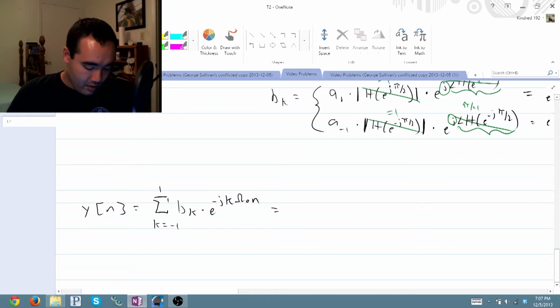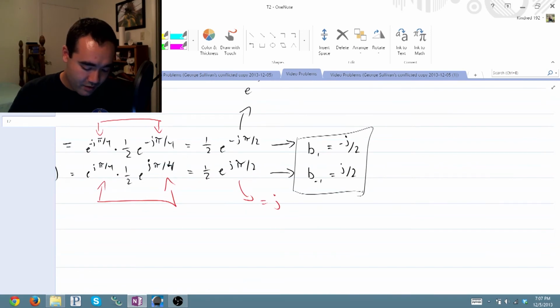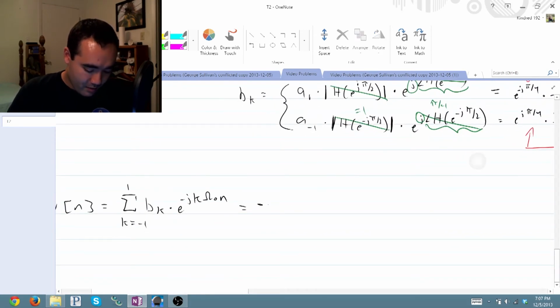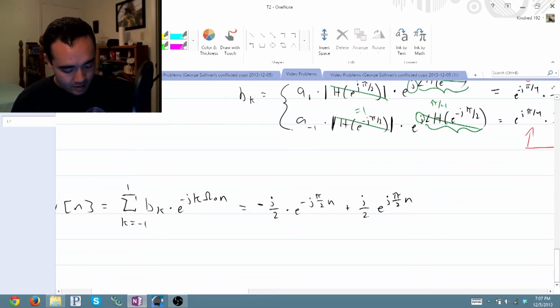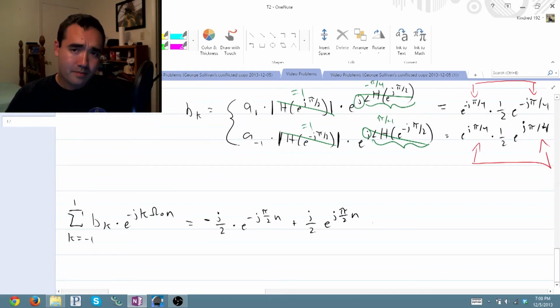So we can say that y sub n is equal to, and instead of writing b of 1 and b of negative 1, I'll just bring them down here. So negative j over 2 times e to the negative jk omega naught n. So that would just be, we already have omega naught, that's pi over 2. In this case, k is equal to 1 and n. Plus positive j over 2 e to the j pi over 2n. Let's see. That is correct. Okay. Now we can simplify this a little bit further.